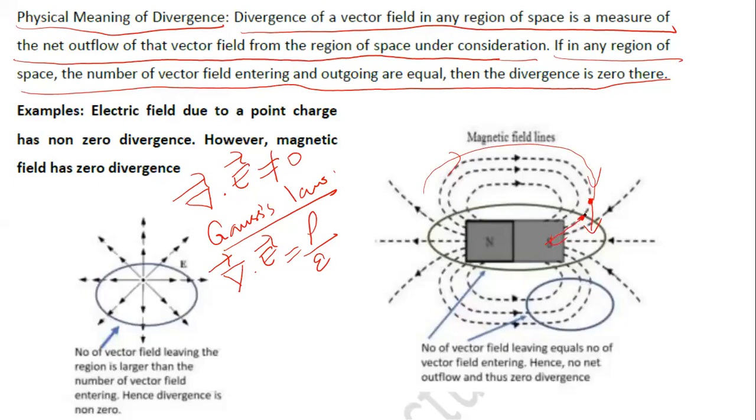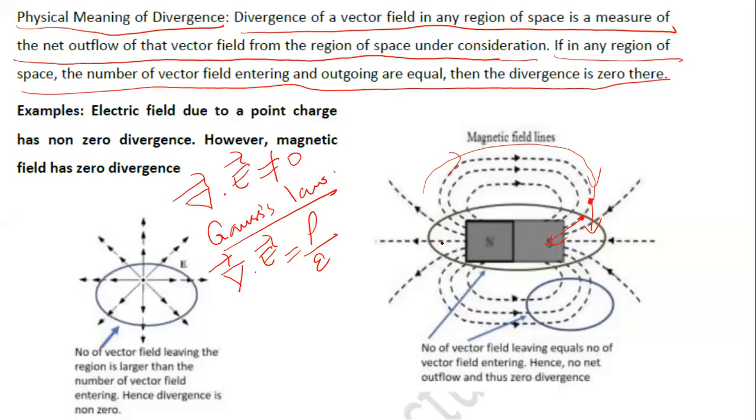So when you consider magnetic field lines like this, for any vector field leaving this region of space, you will have another corresponding vector field entering the region of space. Because as long as there is a north pole and south pole, magnetic field lines originate at the north pole and terminate at the south pole.